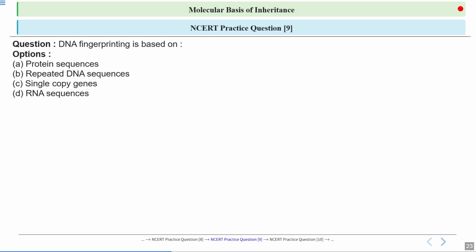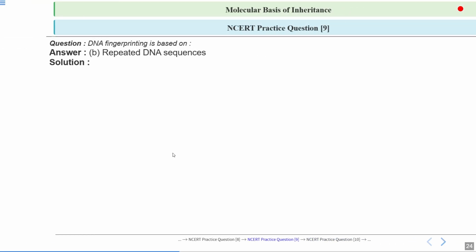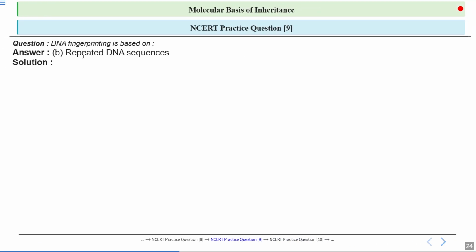Now, next question, DNA fingerprinting is based on what? Protein sequences, repeated DNA sequences, single copy genes, or RNA sequences. What is the correct answer? Okay, let's have a look at the answer. See, DNA fingerprinting is based on repeated DNA sequences. Okay, so some sequences are repeated. They are known as repetitive DNA sequences.